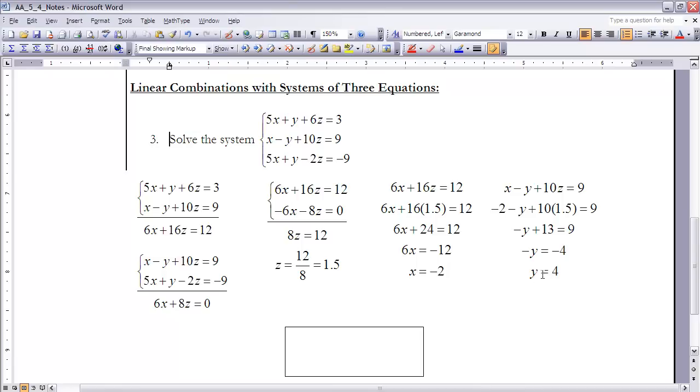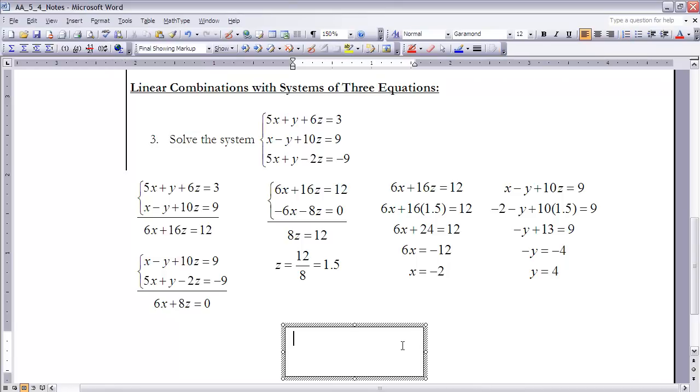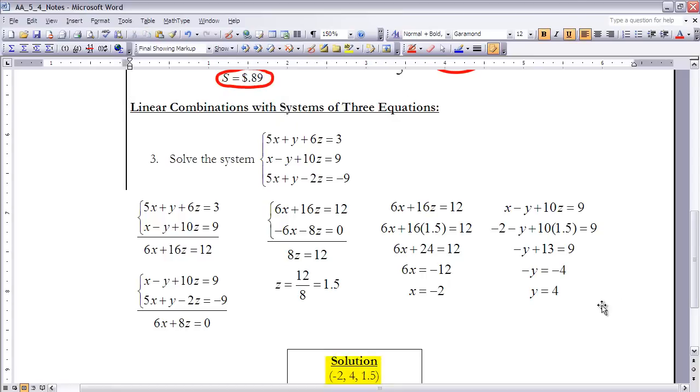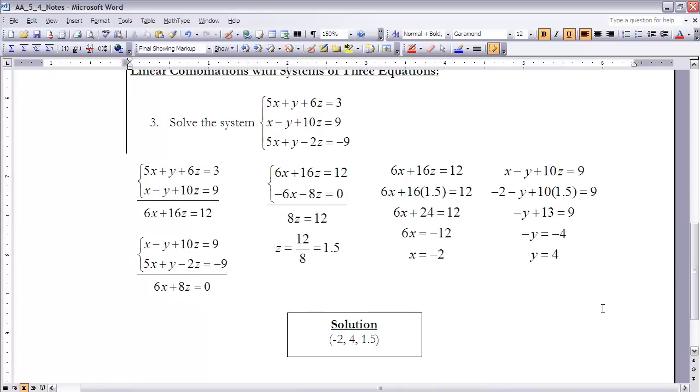So my final solution then would be that ordered triple, or those three together, which is negative 2, 4, 1.5. Negative 2 being the x, 4 being the y, and 1.5 being the z. So that's how we solve an ordered triple.